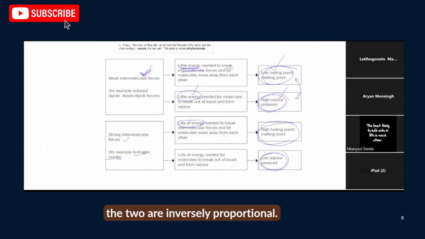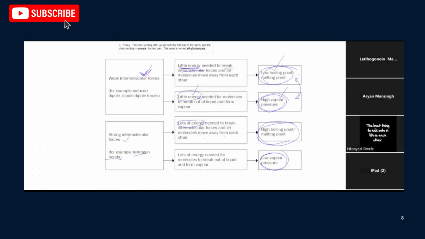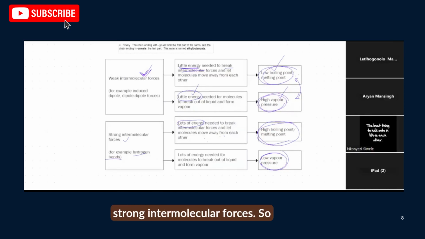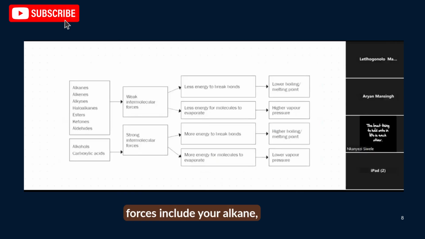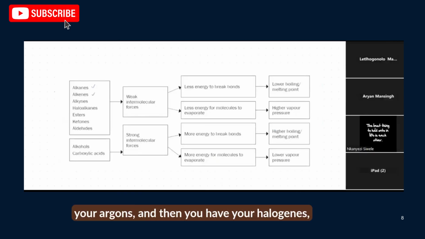So the two are inversely proportional. To be more precise, let's look at which homologous series have weak and strong intermolecular forces. The ones that have the weak intermolecular forces include your alkanes, your alkenes, your alkynes, and then you have your halogens, your esters, your ketones, and your aldehydes.